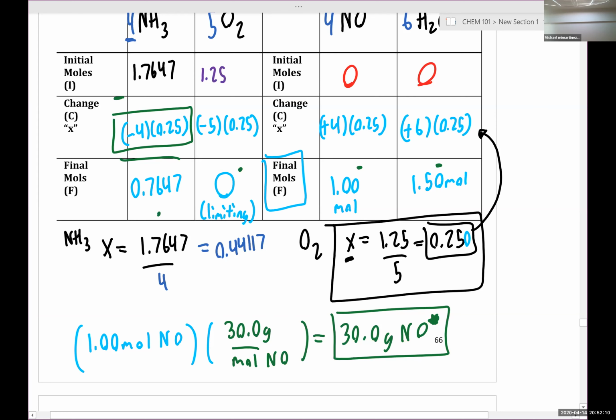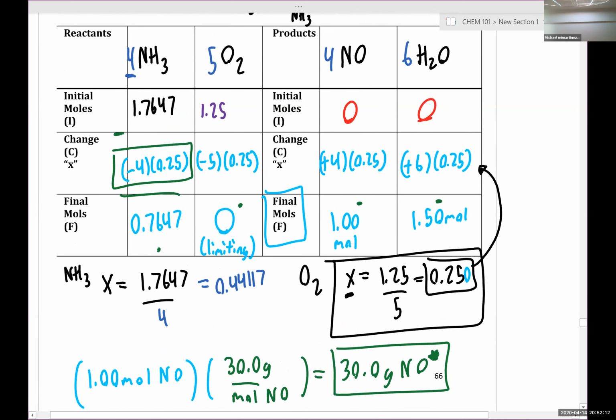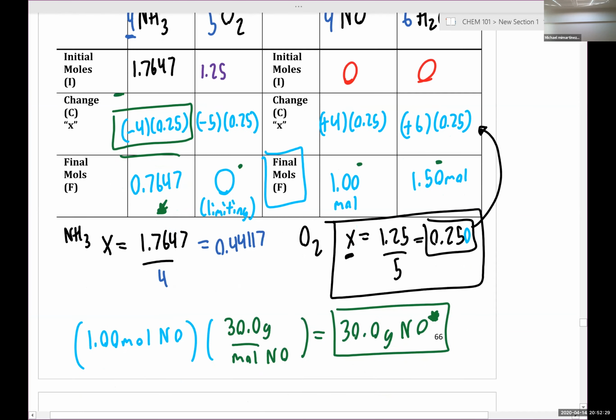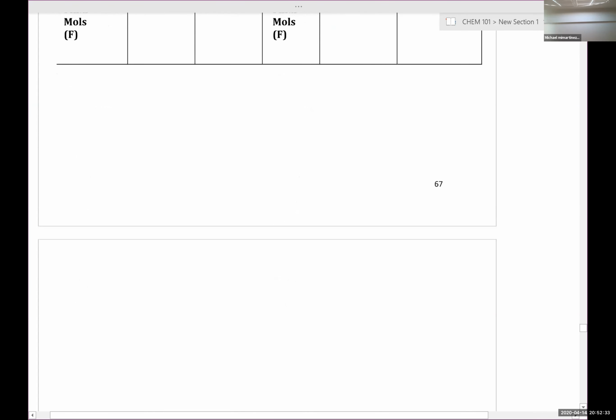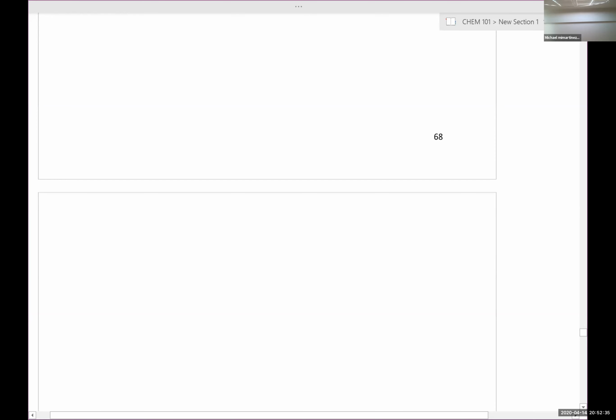Not in this case. We have calculated the excess amount of ammonia. We know how many moles of excess ammonia, and we can calculate it, but we're not required to in this problem. So we will see an example where we have to calculate the excess. So this is just a repeat page in case you need more space to do work.